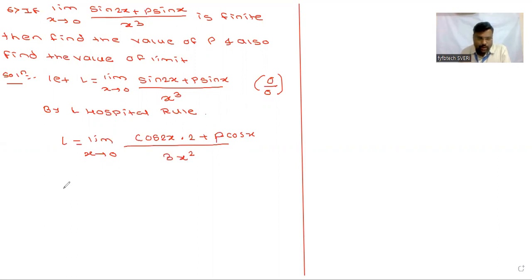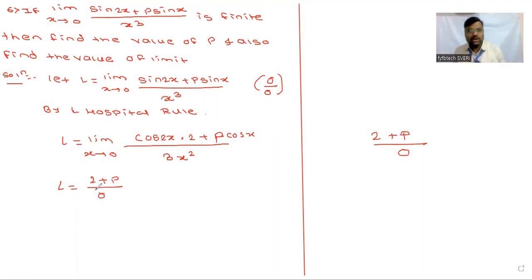Now we put the value of limit. When you put x equal to 0, denominator becomes 0. What about the numerator? Cos 0 is 1. 1 means you got the 2 plus p. So numerator part is not equal to 0. बरोबर है का? So we write down here 2 plus p divided by 0.